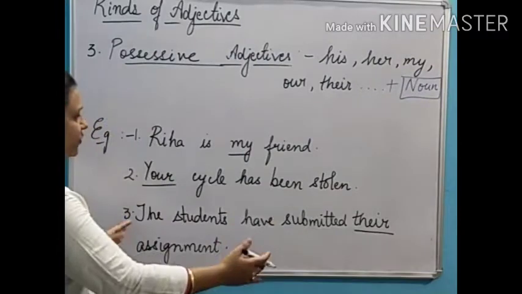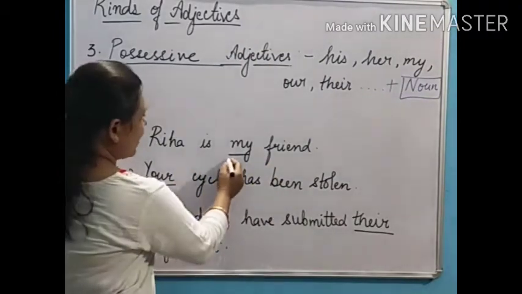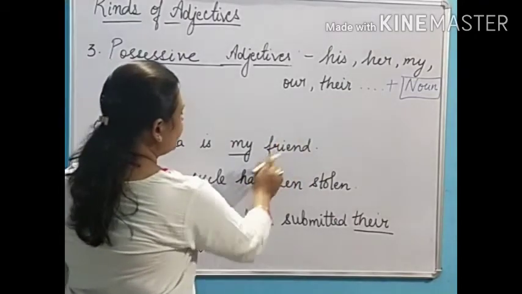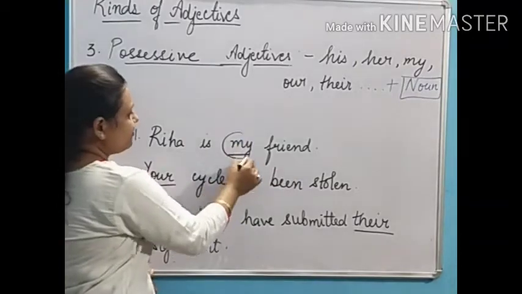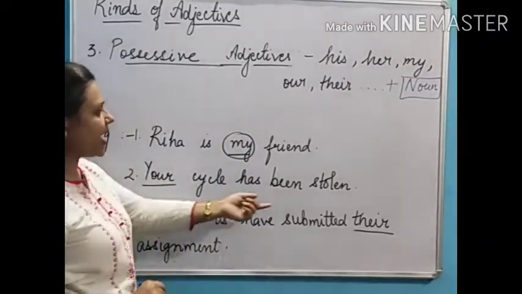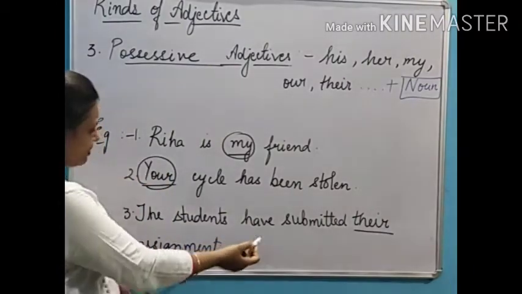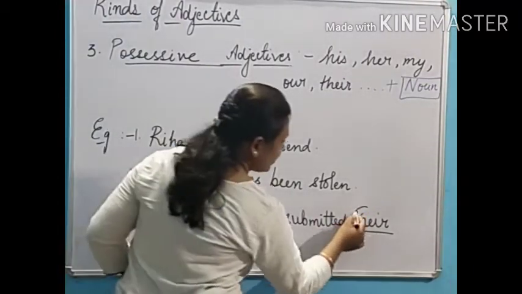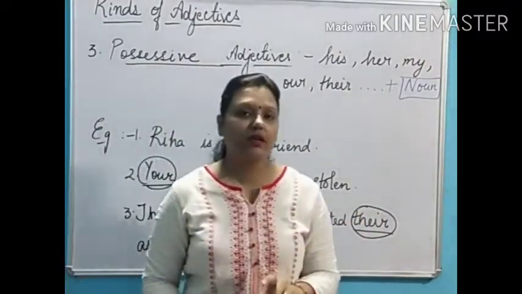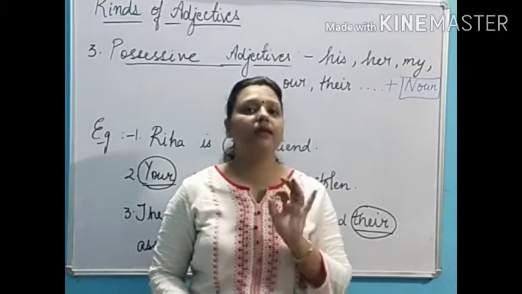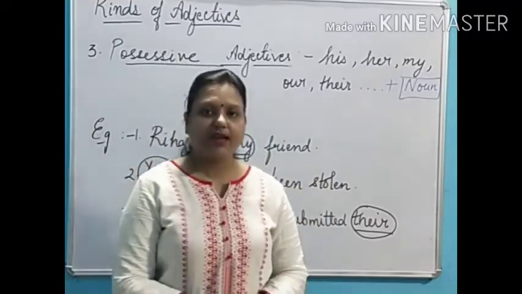Now, look at these few examples written on board. Riha is my friend. My friend. Friend is noun here. My friend. Riha, kiski friend hai? Meri friend. My friend. Your cycle has been stolen. Your cycle. The students have submitted their assignment. Their assignment. So, these words, they are showing possession. They are showing belongingness. Hence, they are falling under the category of possessive adjectives.